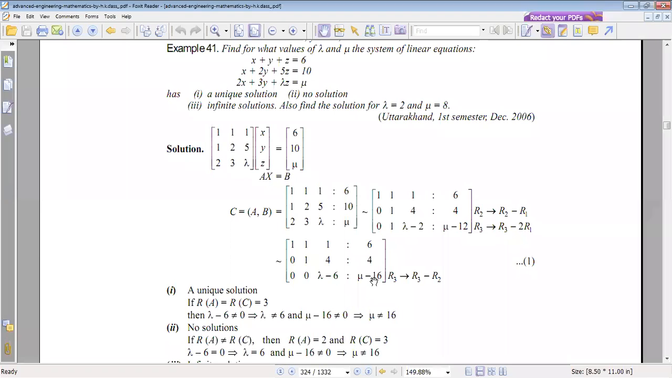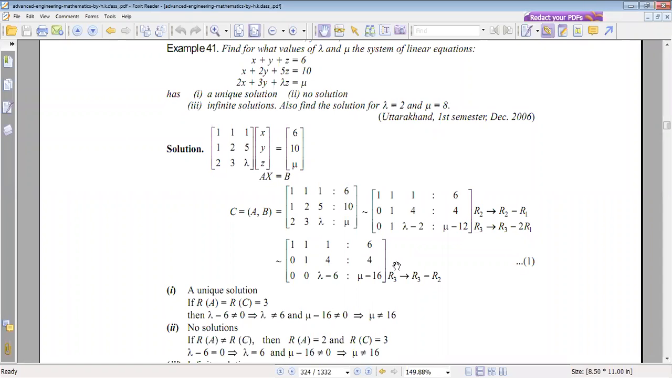Okay. Now come to the question. What is given, we have to find out the values of lambda and mu so that the given system of equations has a unique solution. Clear? So at first, it has a solution if the rank of this matrix A is equal to the rank of the whole augmented matrix C. Only then it has a solution.